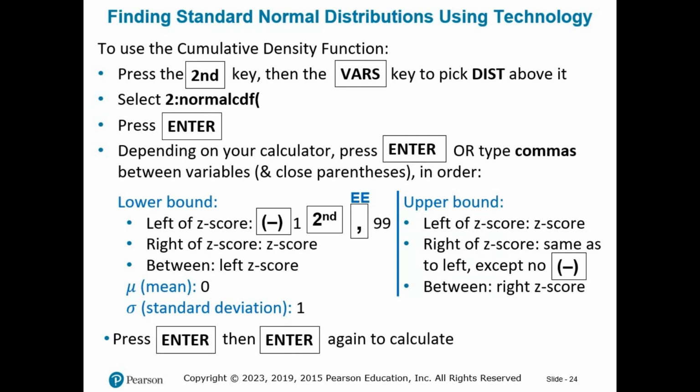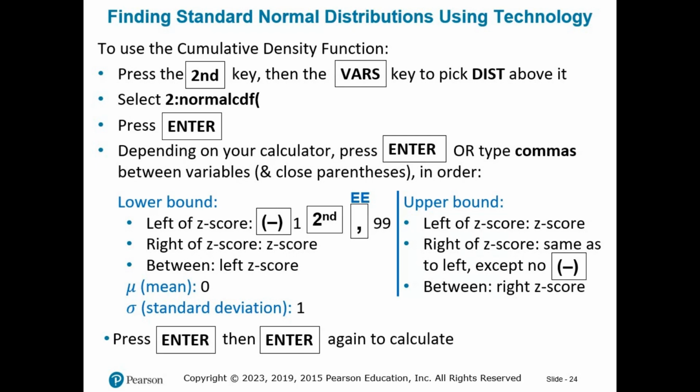Your second option for lower bound is if you're doing a right of z-score problem, and you would want to put the z-score here in your lower bound. Your third option, if you're doing a problem where the desired area is between two z-scores, you put your lower bound as the leftmost z-score here. So those are your three situations. Depending on what type of problem you're doing will determine which option you put in lower bound.